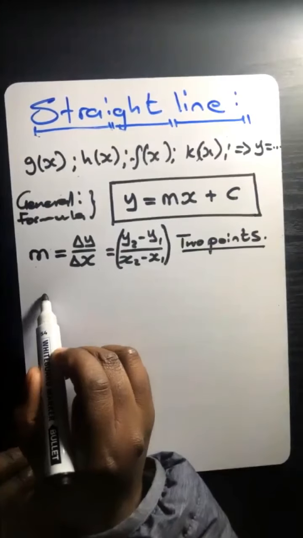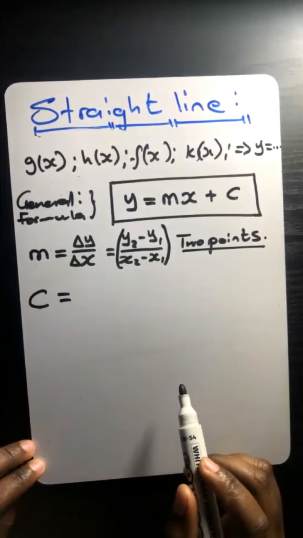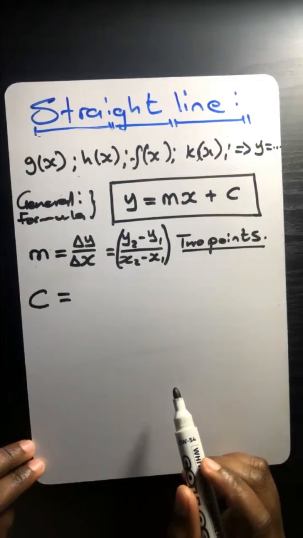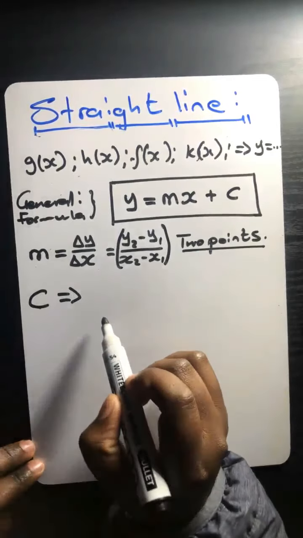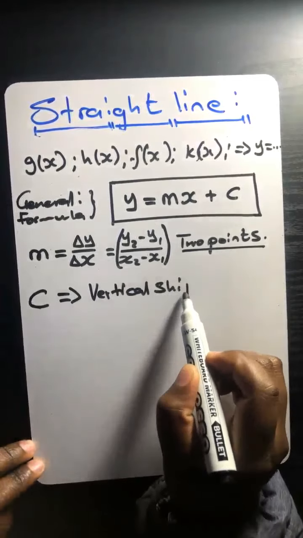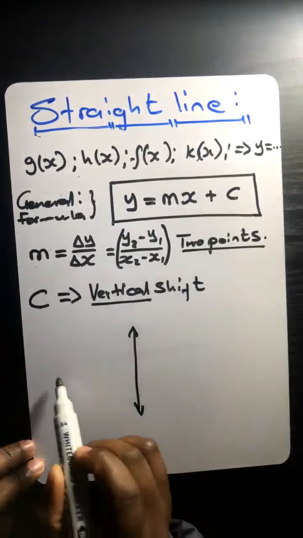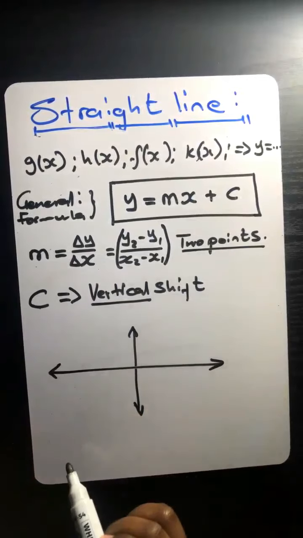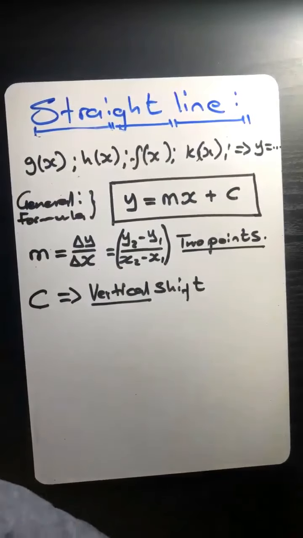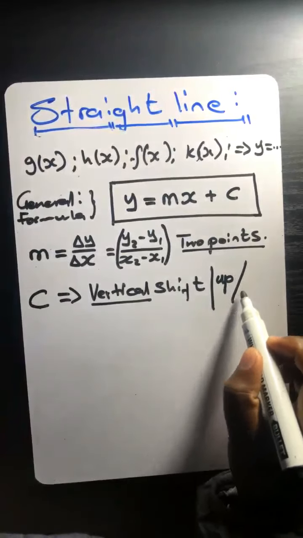So now let's talk a little bit about C. What does C do? So C actually represents the vertical shift. So the moment we talk about C, guys, we think about the vertical shift. The word vertical means up or down. The word horizontal, that's when we talk about left or right. So when I say vertical, do not assume I'm talking about upward. Vertical is either up or down.